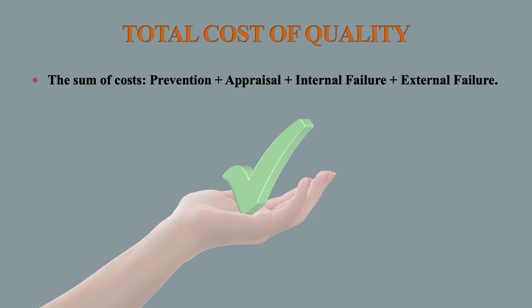Then total cost of quality. Here the sum of cost is equal to prevention cost plus appraisal cost plus internal failure cost plus external failure cost. The sum of all these is nothing but the total cost of quality.